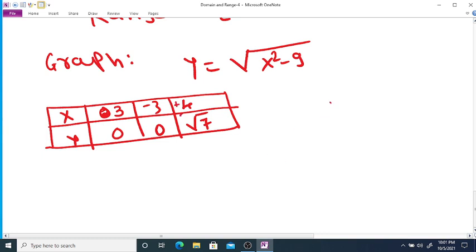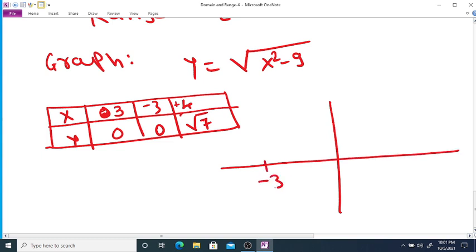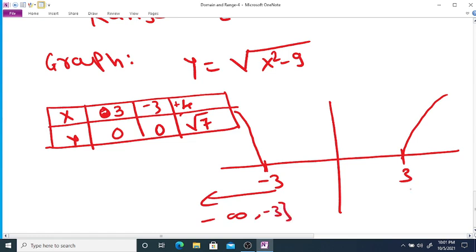By using this information, if you draw the graph of this equation, here is −3 and here is 3, and this is the graph of the given real valued function. You can observe that the domain of this function is (−∞, −3] union [3, ∞), and the range is represented on the y-axis. So the range is 0 to infinity. Thank you.